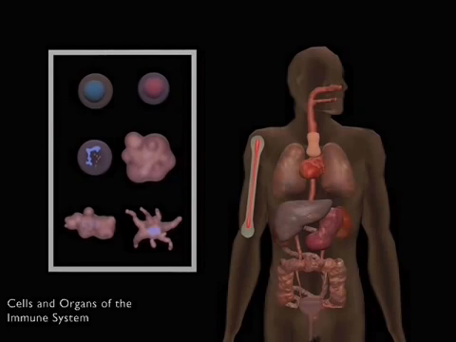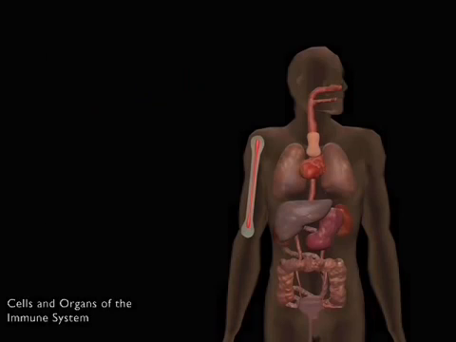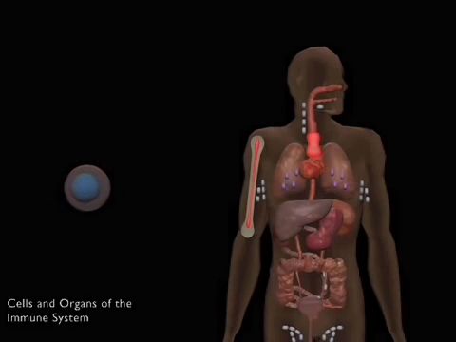The cells which mediate immune reactions are the white blood cells, or leukocytes, that are distributed throughout the body in the various lymphoid organs, including the lymph nodes, the spleen, and the Peyer's patches in the gut. These organs are strategically placed to guard different areas of the body.